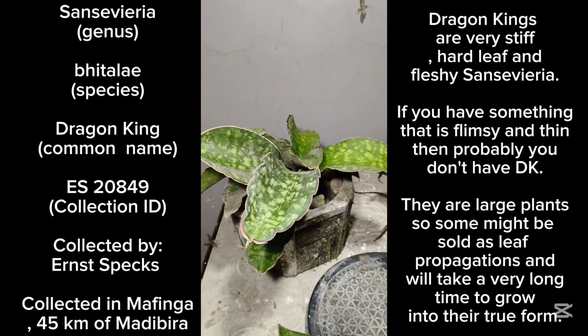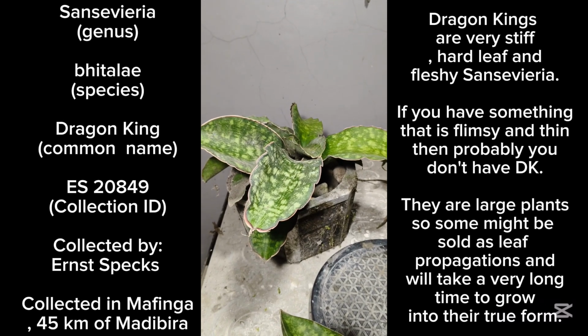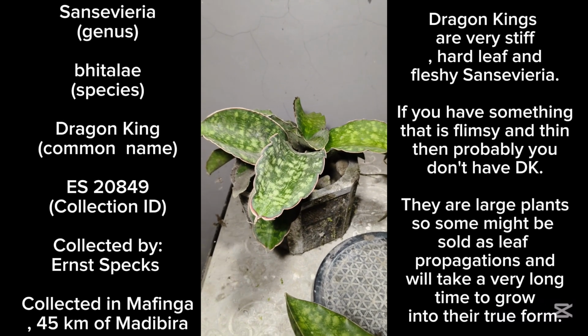So once again, what I have in the back is Dragon Wing, having the collection ID of 21833, also found in Tanzania.